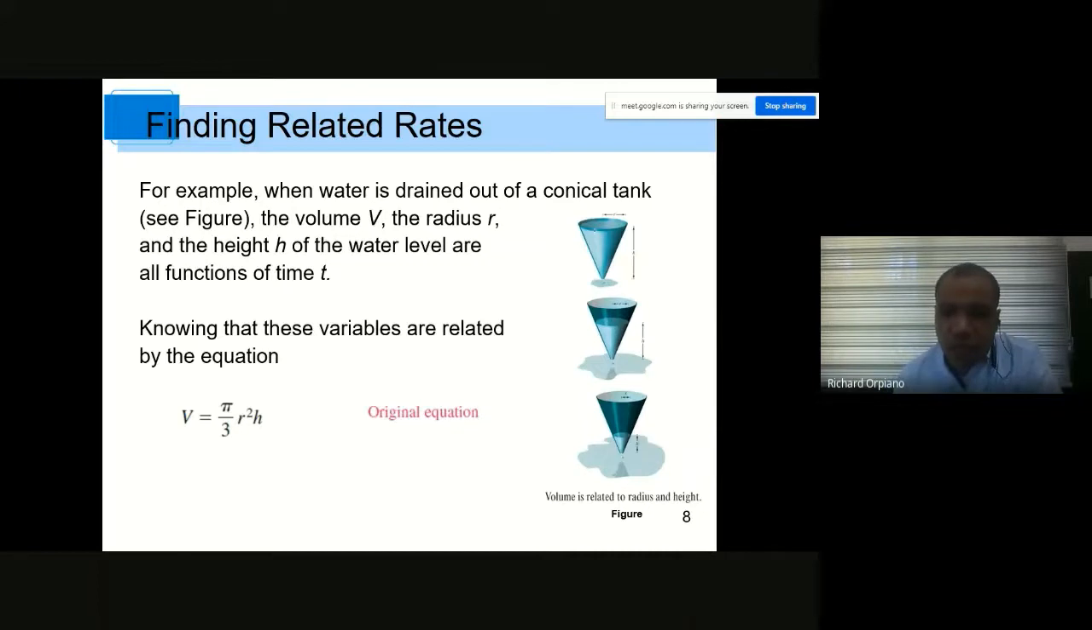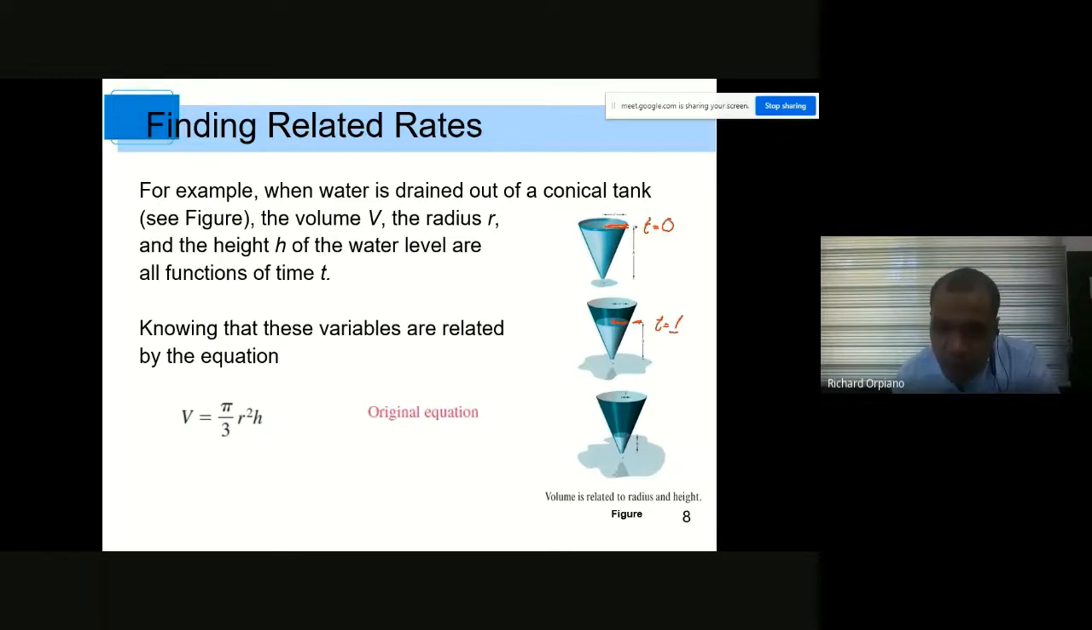So, ibig sabihin, at this point, time 0, T is equals to 0. Iba yung volume natin. Mas malaki yung volume natin. Conical tank. At time 1, nandito na yung tubig natin. So, yung radius, nagbago na, lumiit na. Yung radius niya is ito na lang, kumpara doon sa radius nito na ito.